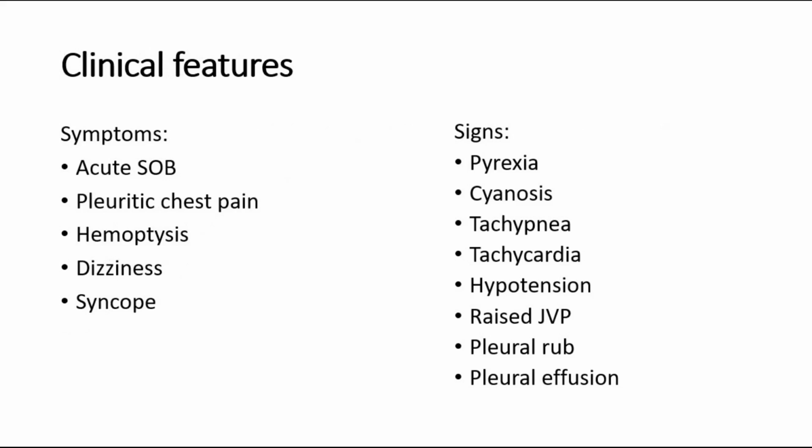The clinical features of pulmonary embolism can be divided into symptoms and signs. This depends on the number, the size, and distribution of the emboli. Small emboli may be asymptomatic, whereas large emboli are often fatal to the patient.